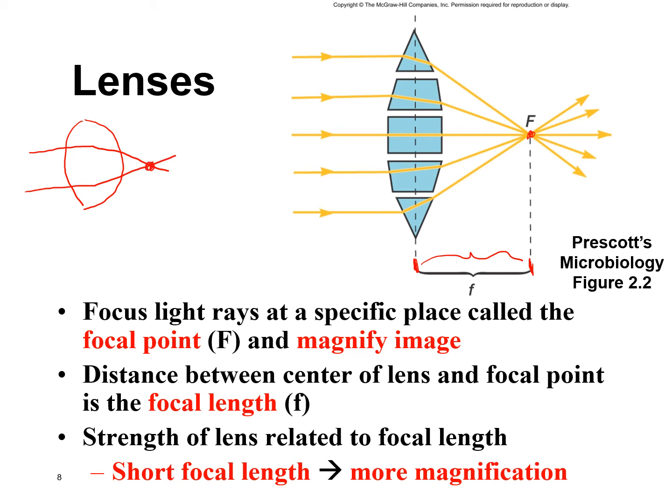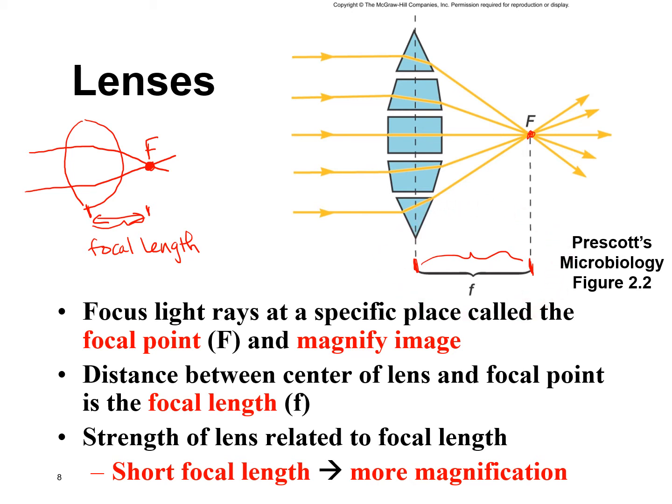And so your focal point is going to end up being closer to the lens here, and so your focal length is going to be much shorter on this lens that's on the left than it is on the other lens that was on the right. So the lens on the left, having a shorter focal length, is going to have a much higher magnification than this lens over here on the right that has a longer focal length.